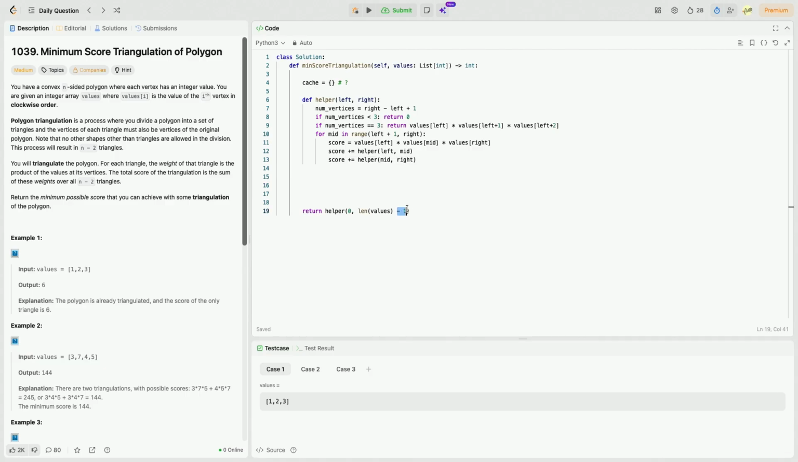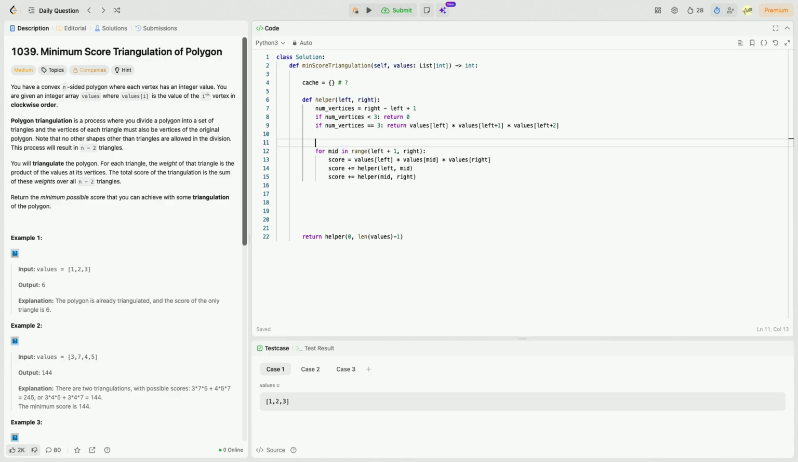So picking the inclusive right end here was the right choice, so that we don't have to do +1 or something here. Cool. But now we have to compute the minimum score. So this will compute all of the scores of all possible triangulations inside whatever this polygon is. So we have to find the minimum, right?